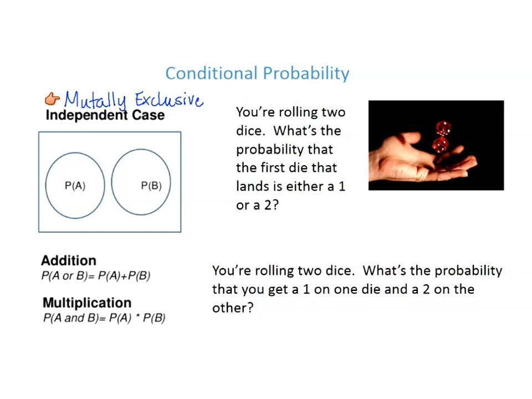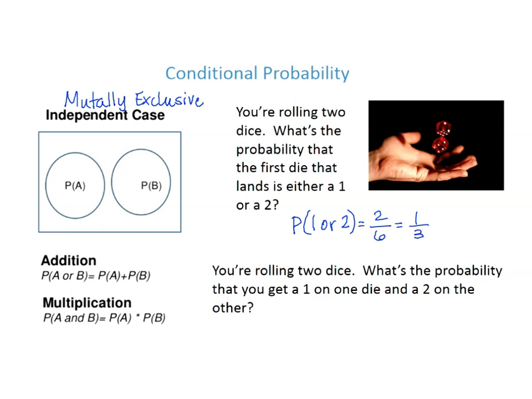So let's take this example. You're rolling 2 dice. What's the probability that the first die that lands is either a 1 or a 2? Well, for that first die that lands, we know we've got 6 numbers to pick from. And if we consider that a 1 or a 2 is a success, then that means that we've got 2 successes out of the 6. So our probability of getting a 1 or a 2 would be 2 out of 6, or 1/3.